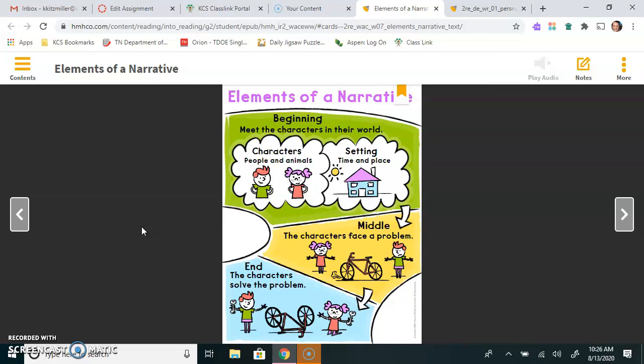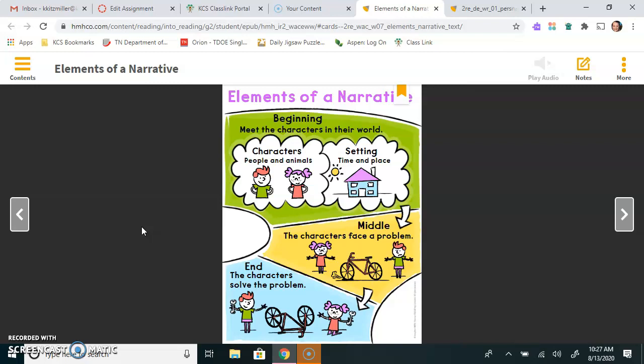So these are the elements of a narrative. You notice the beginning is in green, and in the beginning of the story we meet the characters in their world. Our characters can be people and animals, and our setting is the time and place. The middle is our yellow in this poster, and this is where the characters face a problem. There's usually some kind of problem in a narrative that we are trying to solve. And then the end, the blue, is where the characters are trying or have solved the problem.